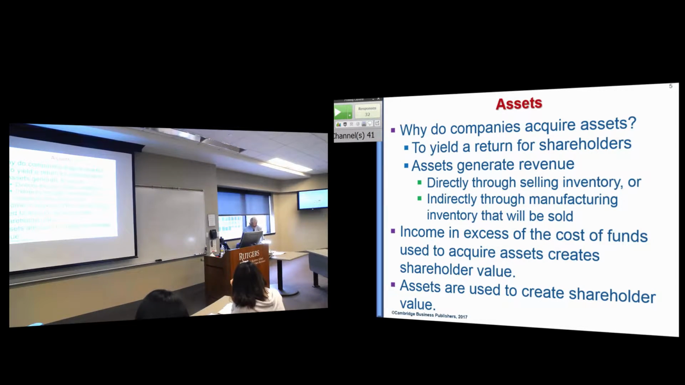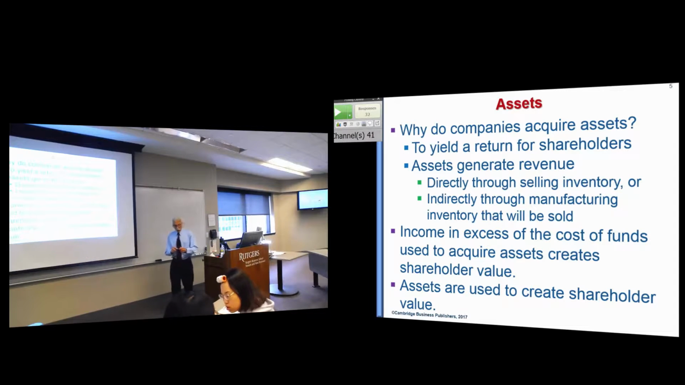So what you're hoping for here is that the use of funds results in profit that exceeds the cost of funding. And that's how we create shareholder value. Shareholder value is created when the profit generated from the use of assets exceeds the cost of funds.